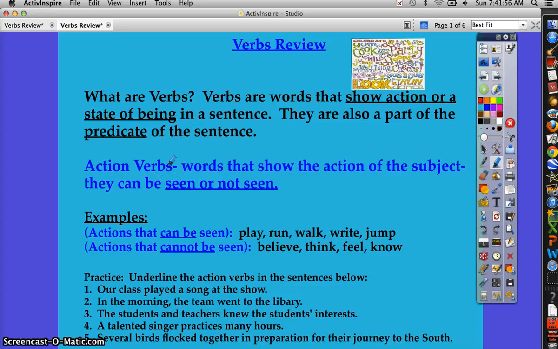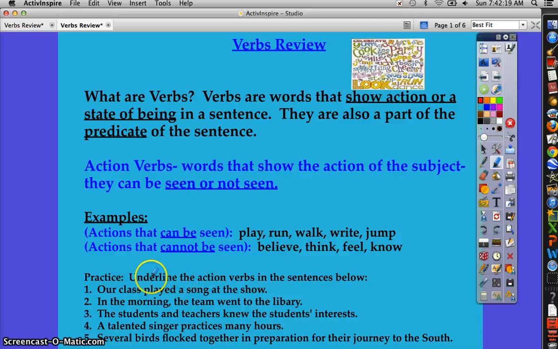So we started our unit looking at action verbs, which are words that show the action of the subject. They can be seen or not seen. Actions that can be seen would be words like play, run, walk, write, and jump. You could clearly see someone performing those actions. Actions that cannot be seen would be words like believe, think, feel, and know.